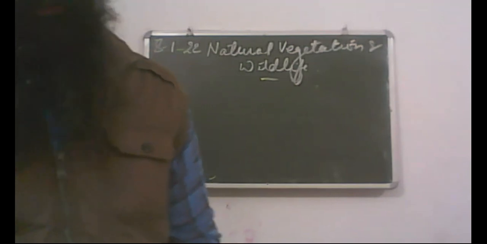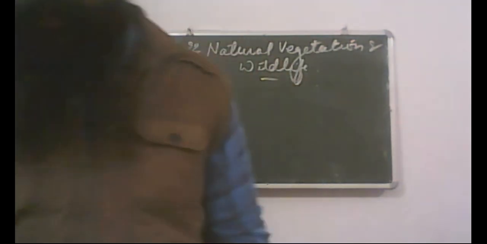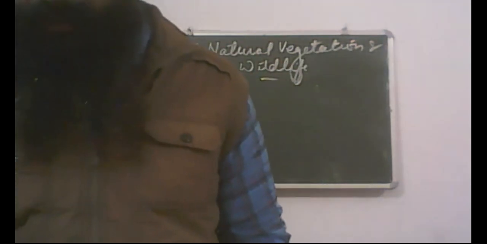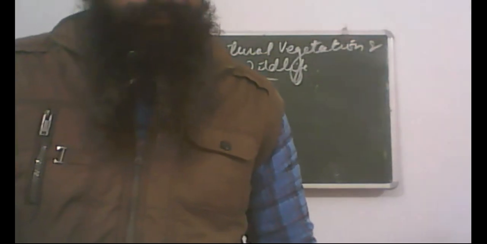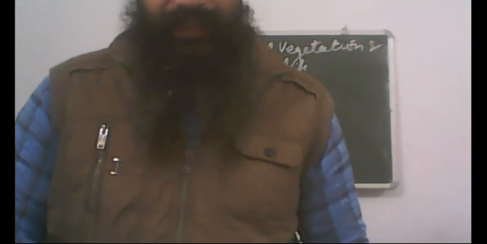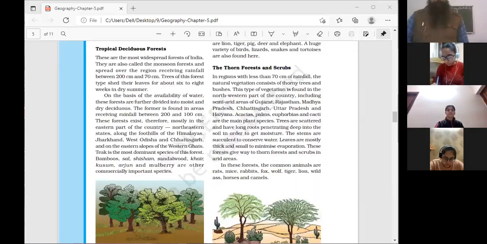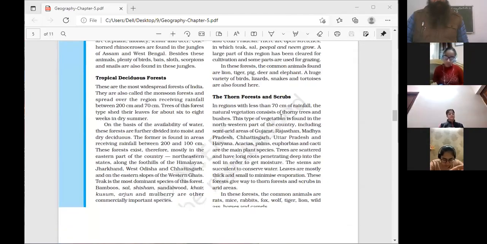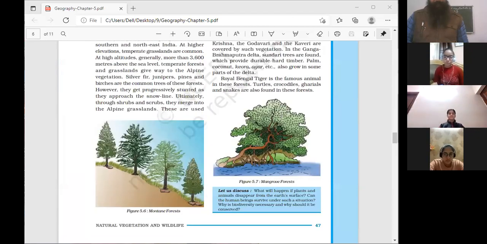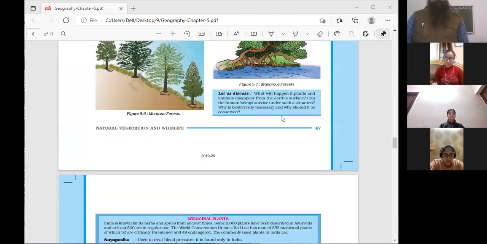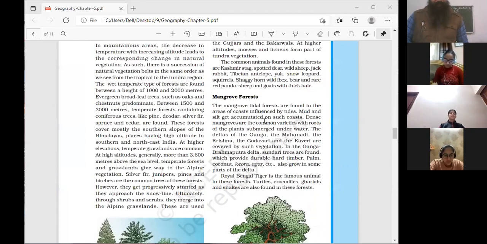In such type of vegetation, coniferous forests, important species of trees are pines, P-I-N-E-S. In dry conditions there is tropical deciduous, and wetlands consist of the tropical evergreen forest. So tropical forests are generally found till a height of 1,000 meters. Afterwards, 1,000 to 3,000 meters, coniferous forests are found.